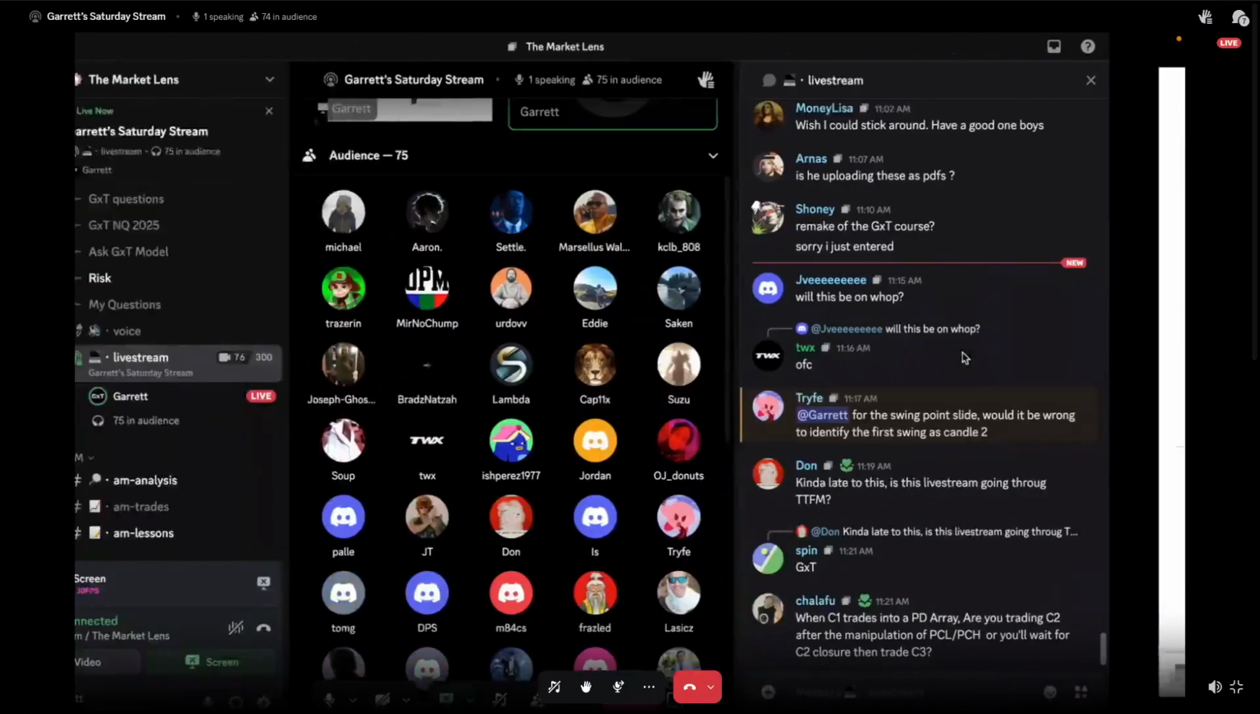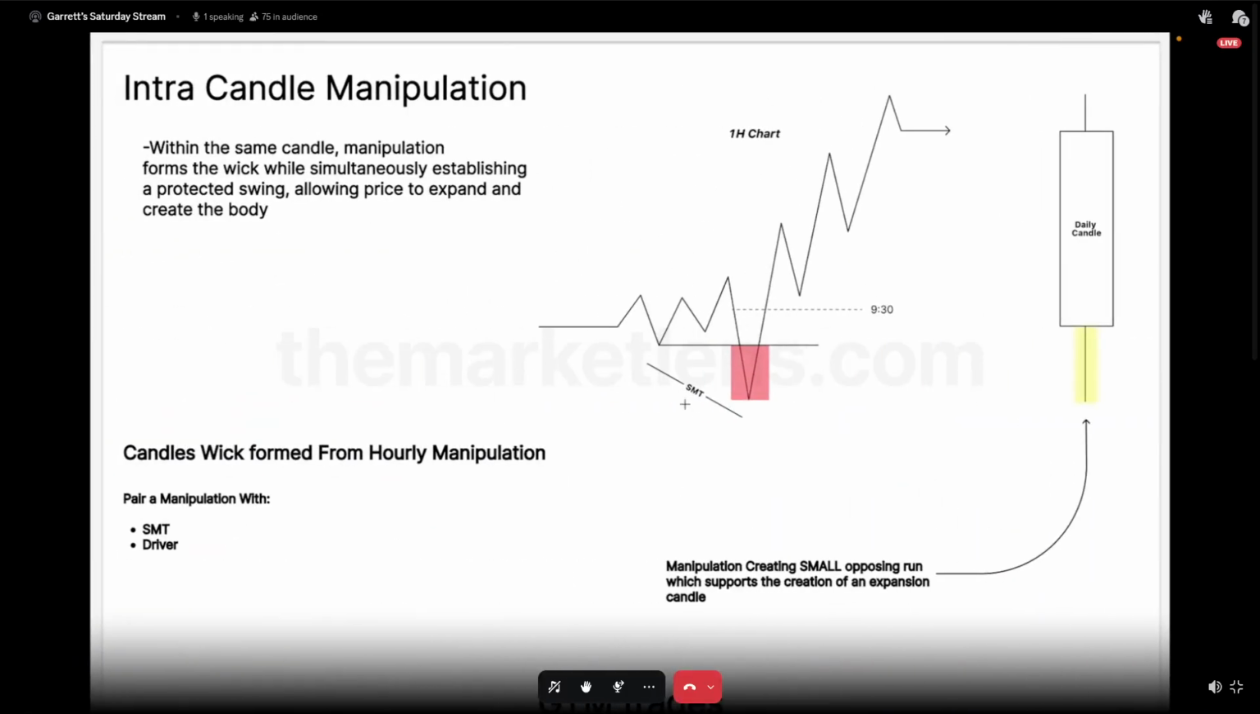Now, this is exactly my GXT ideal profile, where the high and low of the day is formed from manipulation, which forms a protected swing intra-candle to trade away from. That manipulation, that protected swing, forms the actual wick of the day. And obviously, after manipulating, you expand, which forms the body. Ideally, you have a small wick, because you need a small wick to support expansion, and you need expansion away from manipulation. So all these things coincide together.